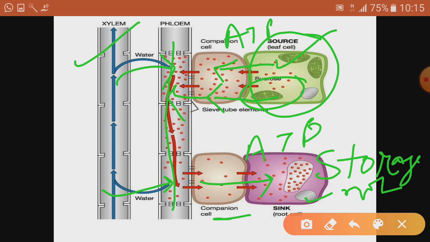So we can say that translocation of food in phloem is an active process because it utilizes ATP, and ATP is basically utilized at two steps. Step number 1, during uploading of the food from source to phloem, and second is during offloading of the food from the phloem to storage organ.